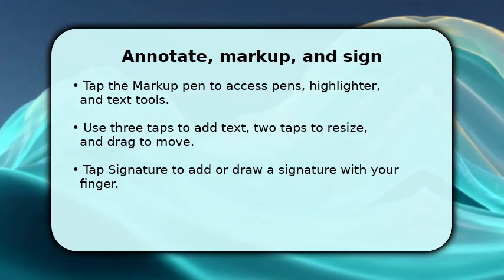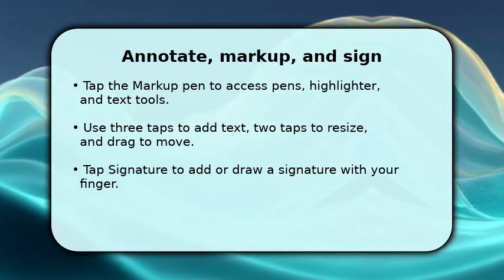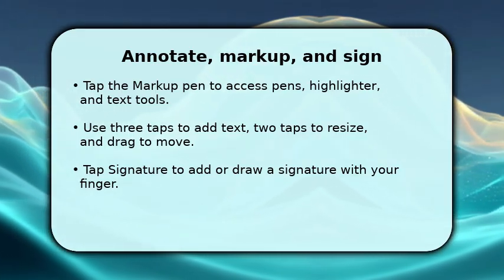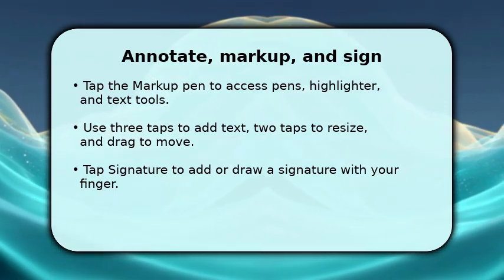Tap the text button and use 3 taps to enter text, then 2 taps to resize and drag to move it. Use the signature button to add or draw a signature with your finger in under 10 seconds. Tap Done to save your markup changes to the file immediately.